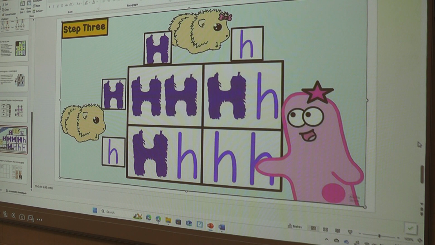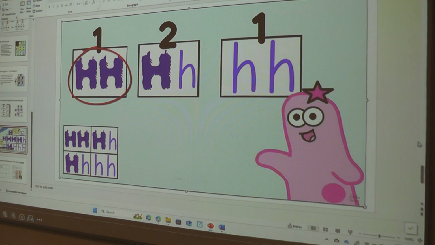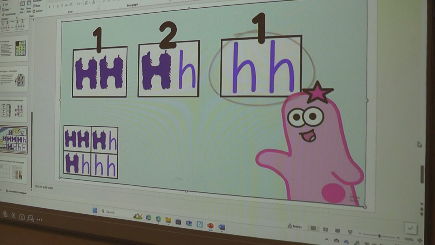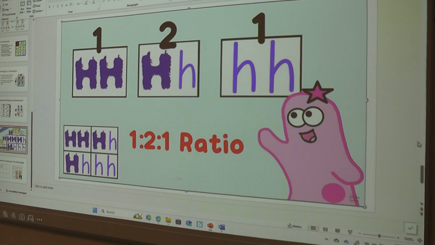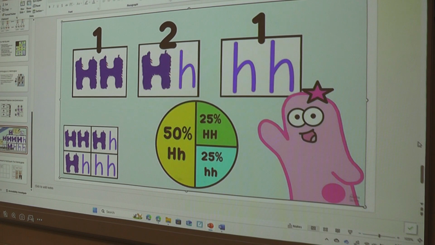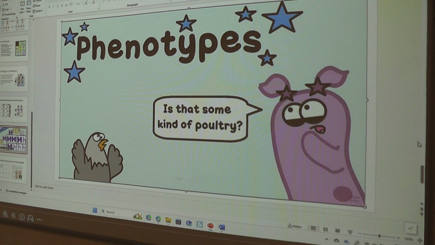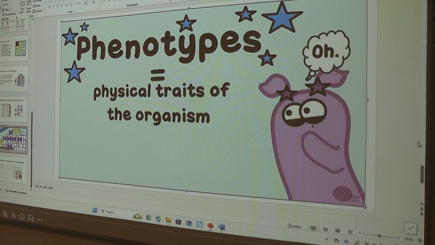Now, if I were to ask you the genotypes of the babies, you could list them out. 1 big H, big H, 2 big H, little h, and 1 little h, little h. I could even turn that into a genotype ratio of 1 homozygous dominant to 2 heterozygous to 1 homozygous recessive. Or percentage, 25% are homozygous dominant, 50% are heterozygous, and 25% are homozygous recessive. But what if I asked about the phenotypes? What does that mean? I like to think that pheno sounds like physical.